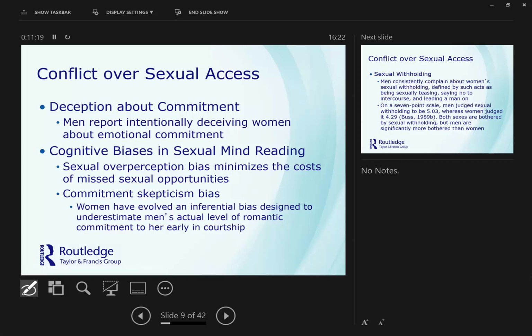But deception about commitment, right? Men are more likely to report that they have deceived women about their level of commitment in a relationship. Again, if we go back to that ridiculous looking diagram, if a man seems more committed, women are going to be more likely to allow them sexual access, right? And so men will often do different things, you can think about what those things might be, to appear to be more committed to a relationship than they actually are. So that's something, right?